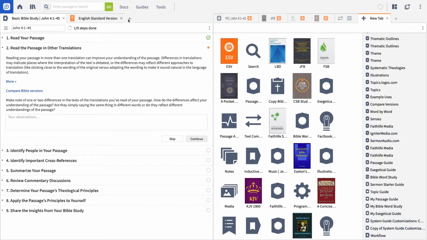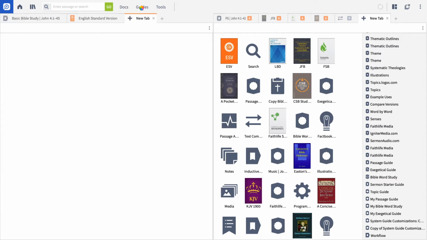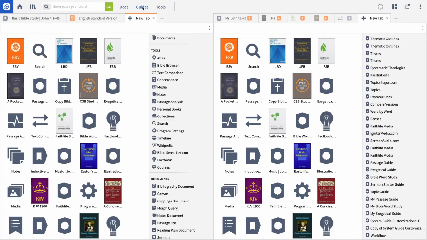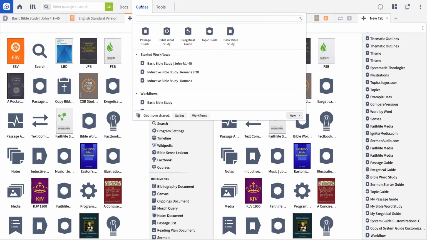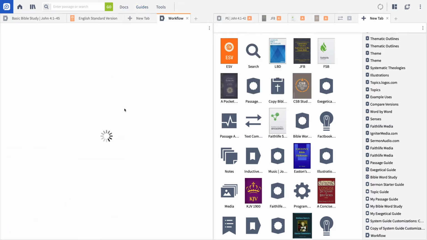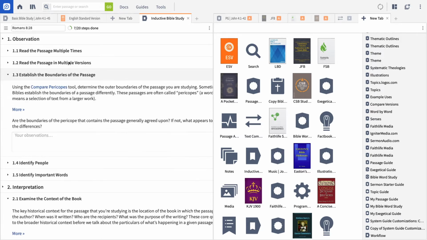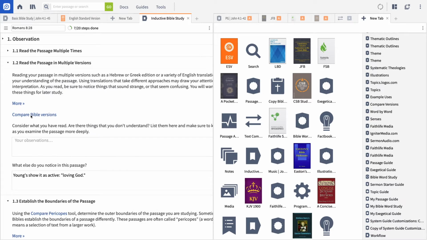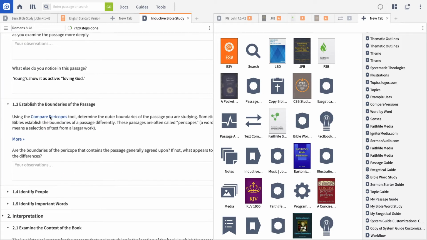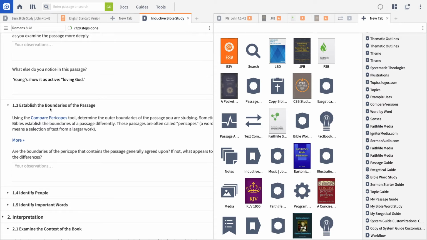So let me check. I see something real quick. I think it was underneath the inductive Bible study. Let's check this real quick. Because, yeah, I remember there's a really cool tool that showed you exactly the changes. Let's see. The passage multiple versions. Here we go. Compare periscopes. Oh, great, this glitch. What? Oh, it moves over here.